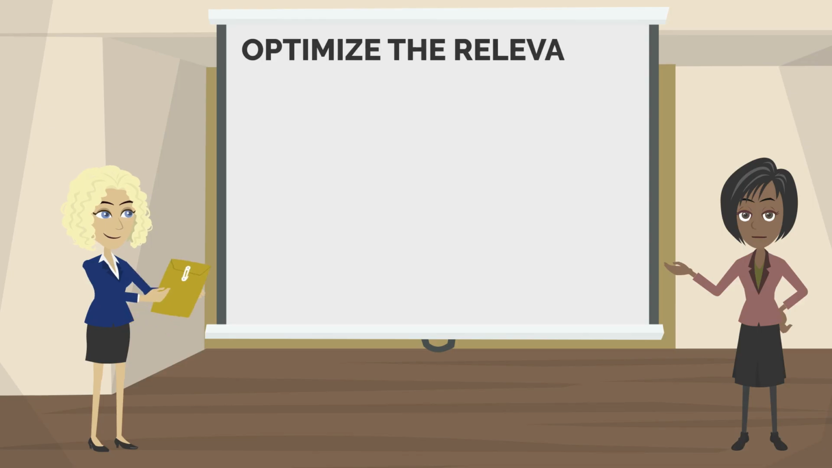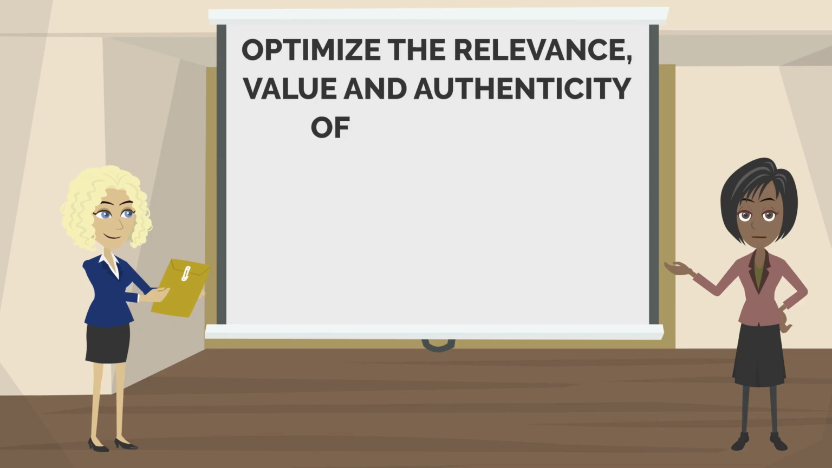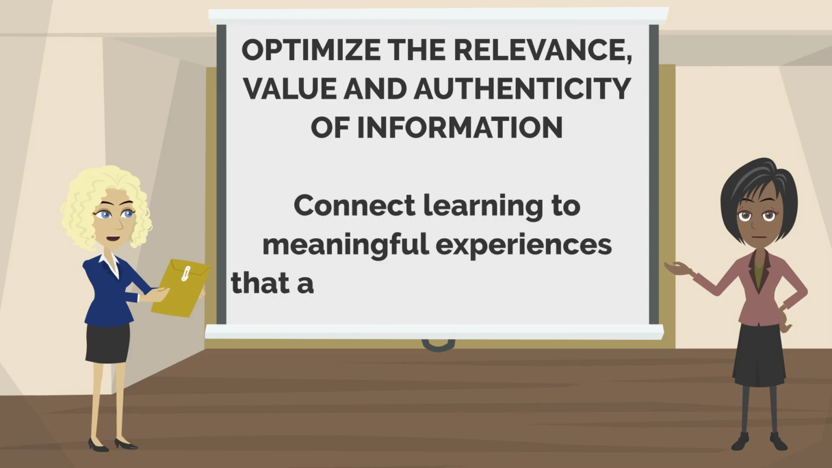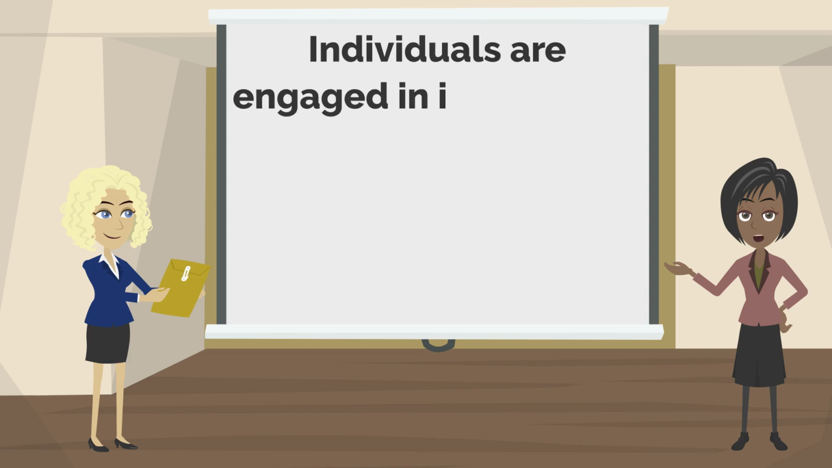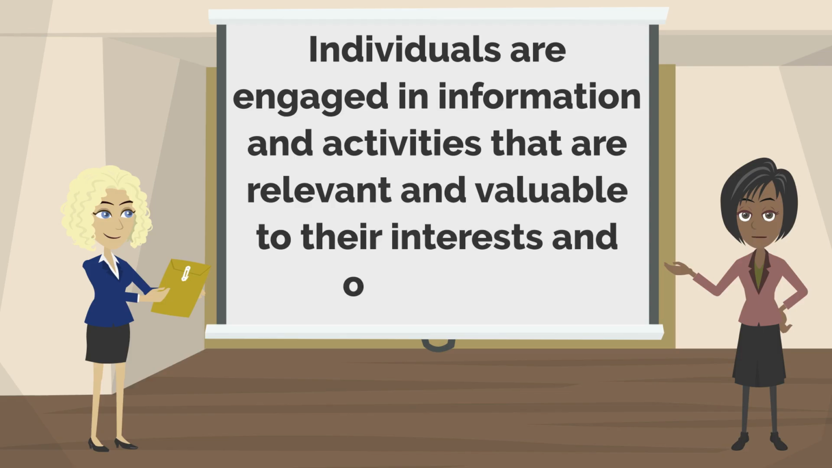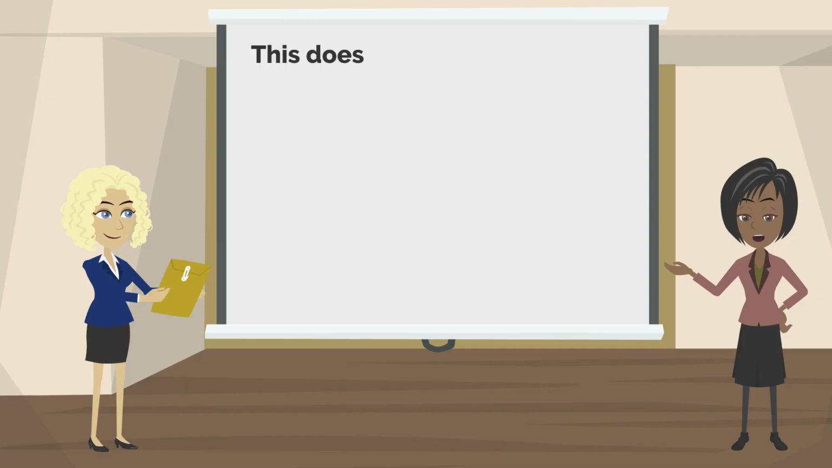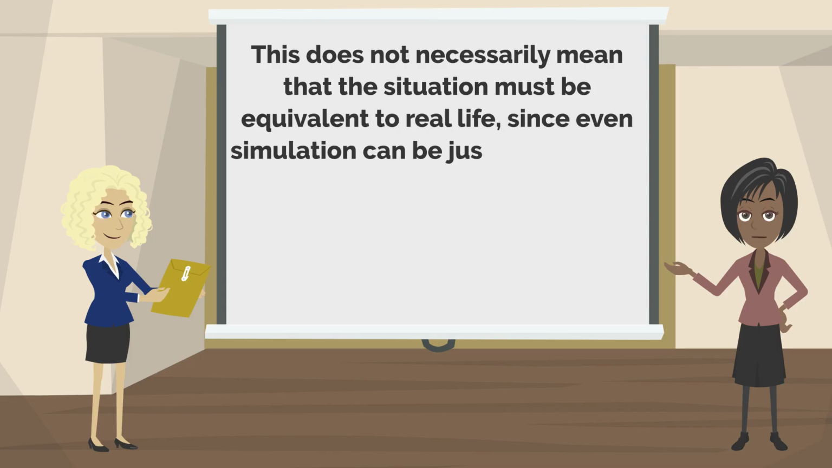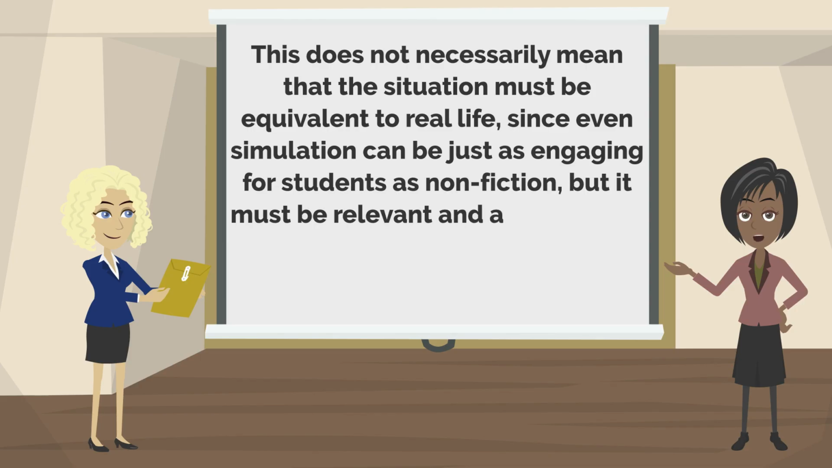Optimize the relevance, value, and authenticity of information. Connect learning to meaningful experiences that are useful and valuable. Individuals are engaged in information and activities that are relevant and valuable to their interests and objectives. This does not necessarily mean that the situation must be equivalent to real life, since even simulation can be just as engaging for students as non-fiction, but it must be relevant and authentic for individual student goals and teaching objectives.